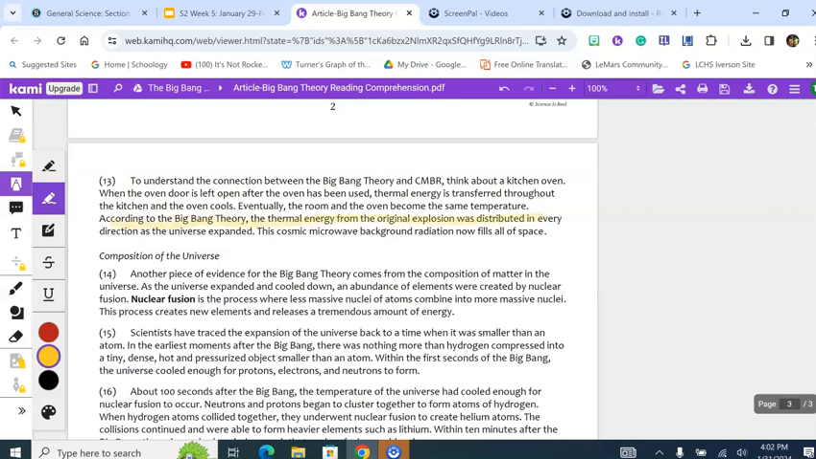Please highlight these two last sentences.